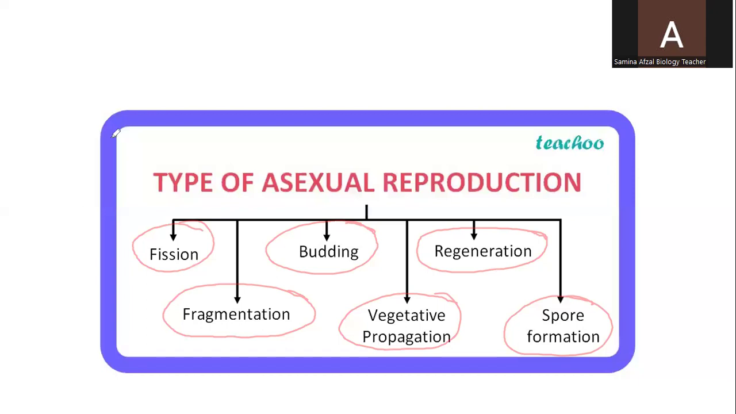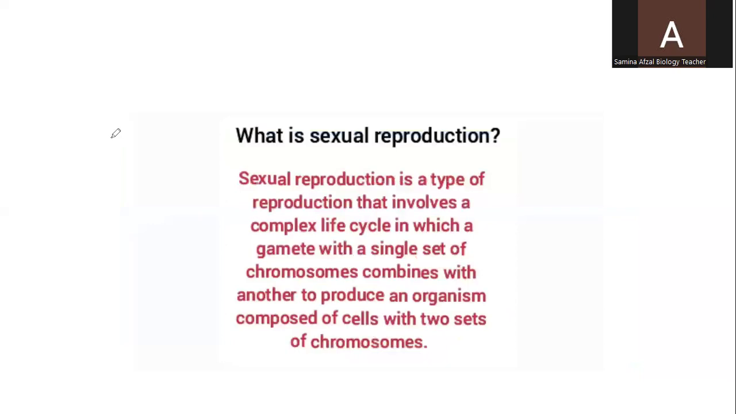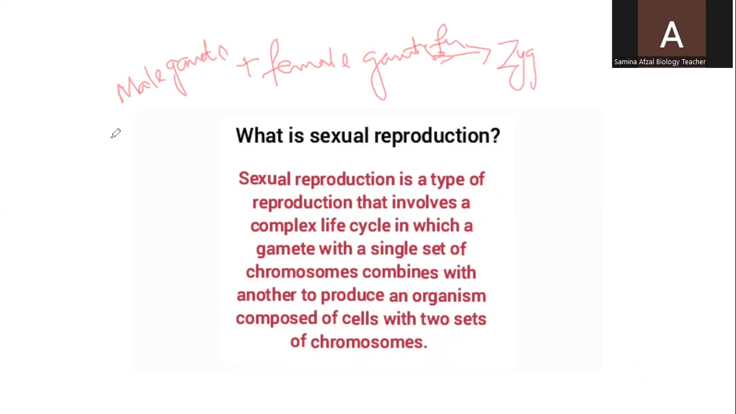Now, what is sexual reproduction? Sexual reproduction is the process in which the fusion of the male gamete with the female gamete takes place. They fuse together, fusion. There will be the formation of a zygote, and the zygote after further divisions will change into an embryo. So sexual reproduction needs both male and female gametes.